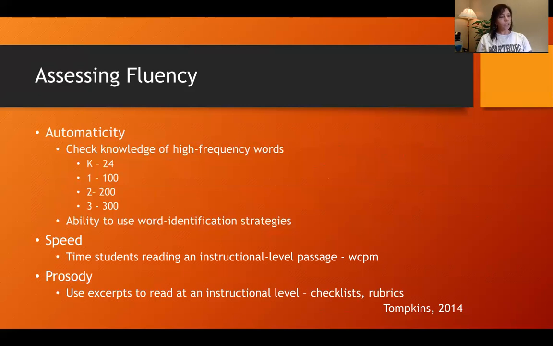It's very important to assess fluency, even though sometimes it can be a little time consuming. It's such an important thing to do because, like we said earlier, it is a foundational skill that students will need to be able to comprehend and do that automatic reading.